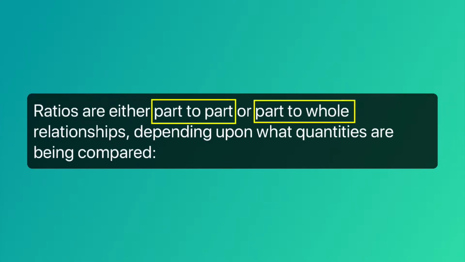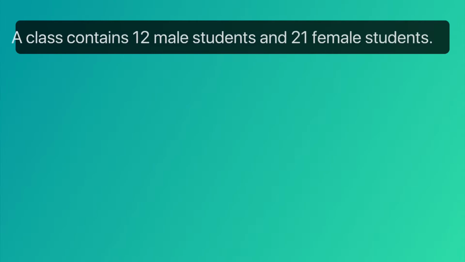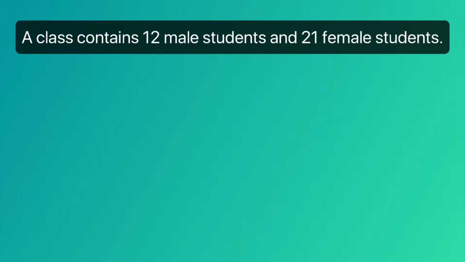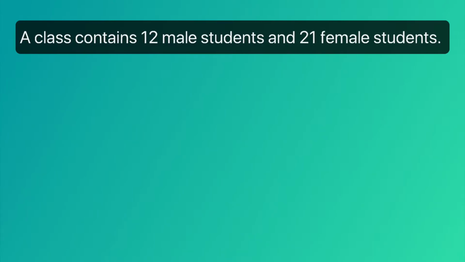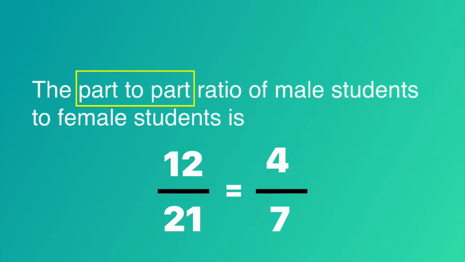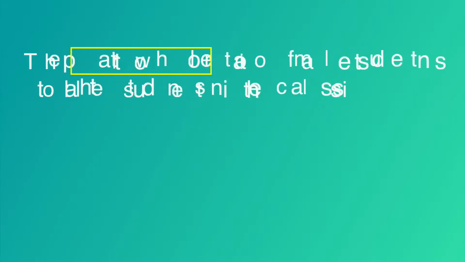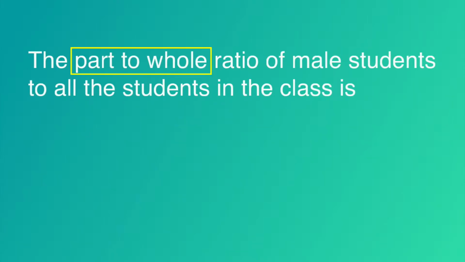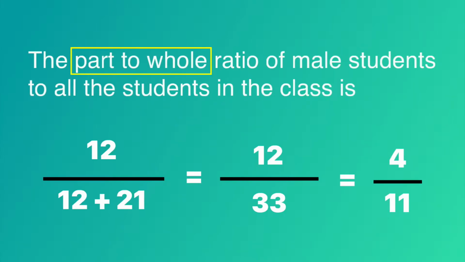Ratios are either part-to-part or part-to-whole relationships, depending upon what quantities are being compared. A class contains 12 male students and 21 female students. The part-to-part ratio of male students to female students is 12 over 21, which simplifies to 4 over 7. The part-to-whole ratio of male students to all students in the class is 4 over 11 after having been simplified.